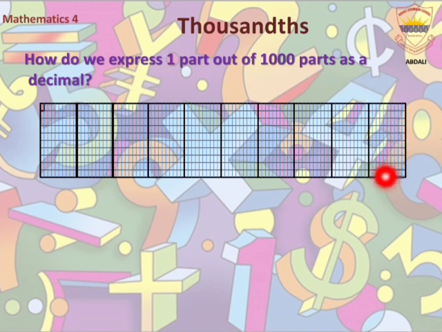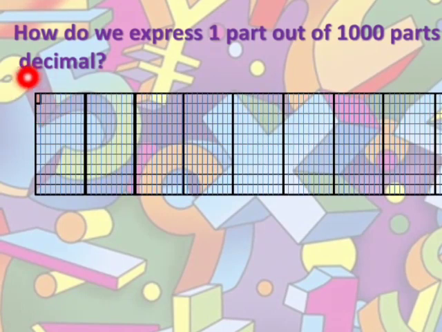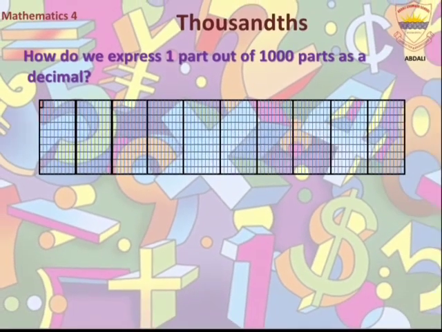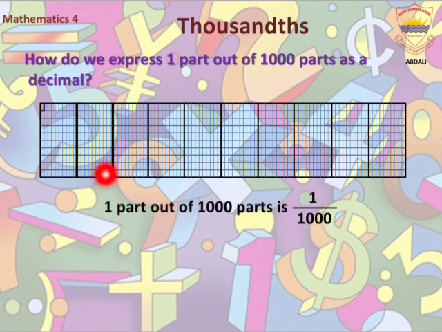Here, students, a figure is shown. This figure is divided into a total of 1000 parts, and one part out of 1000 parts is colored. So one part out of 1000 parts, we write as a fraction: 1 by 1000.